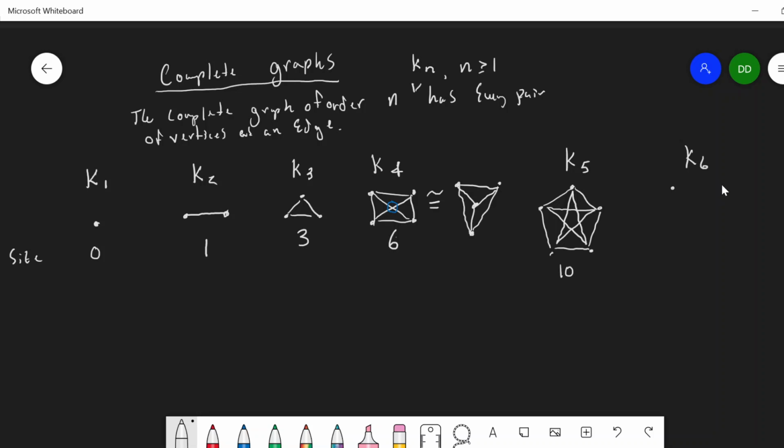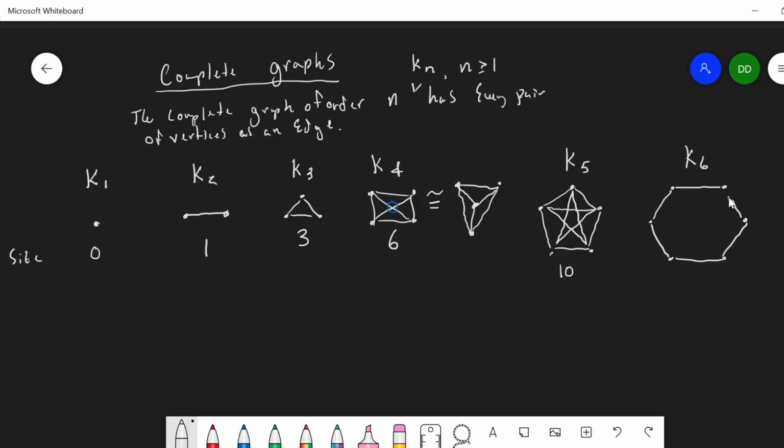K6. By the way, here's a good question for K5. Can you find a drawing of K5, right? Can you move around these vertices to avoid any crossings? Notice we have lots of crossings here: 1, 2, 3, 4, 5 crossings in this drawing. Can you do a drawing without any crossings, or can you minimize the amount of crossings in a drawing? Something to think about if you want to play around. And we'll talk about that later for sure.